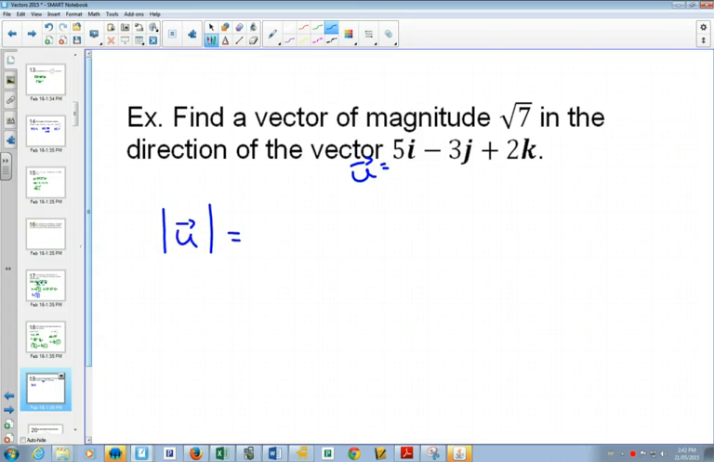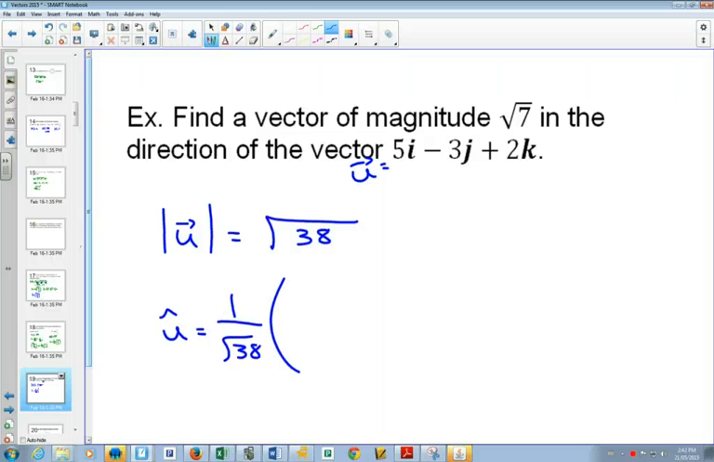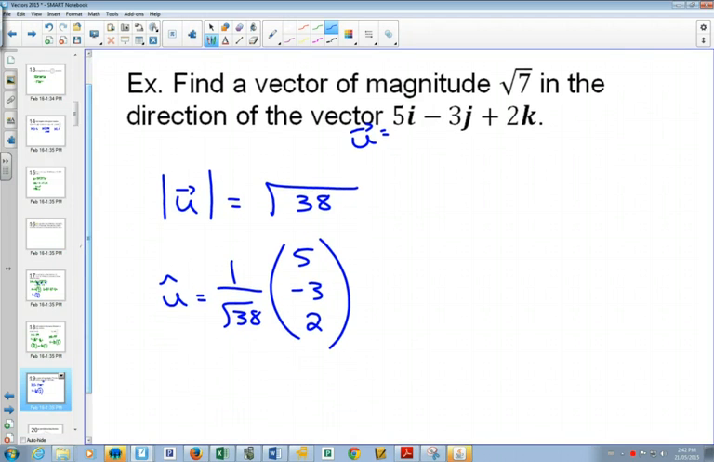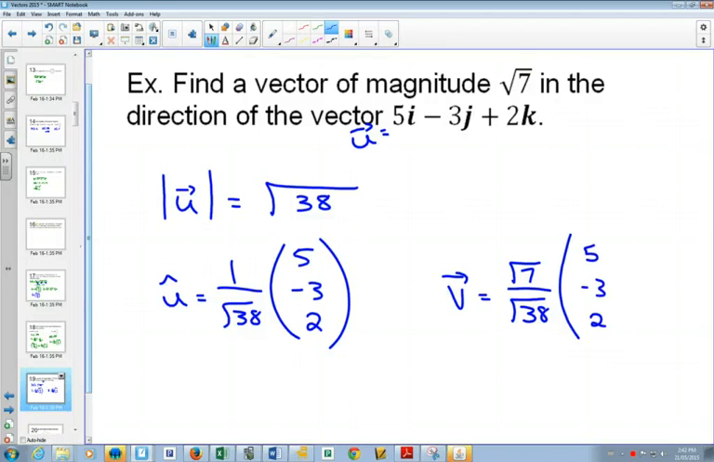Has anyone calculated the length of u already? 25, 34, 38. So then our unit vector will be 1 over the square root of 38 of 5, negative 3, and 2. And our vector of length root 7, I'm going to call it vector v, would be root 7 over root 38 of 5, negative 3, 2.